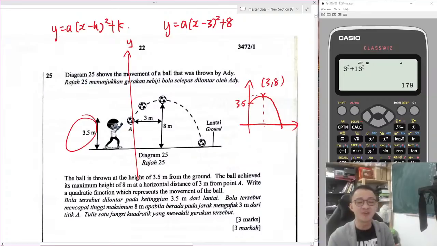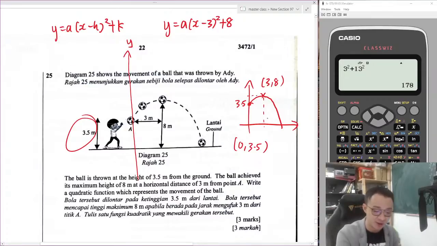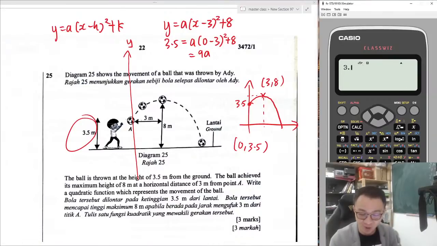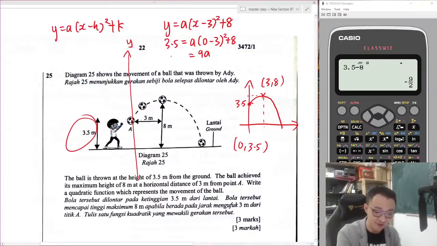Alright, then I just need to find a, and I have the y-intercept, which is (0, 3.5). Then I sub this into here. So 3.5 is my y, my x is 0, minus 3 squared, plus 8. I will solve this. So 9a equals 3.5 minus 8, so it's about negative 9 over 2. So my a is negative 1 over 2.